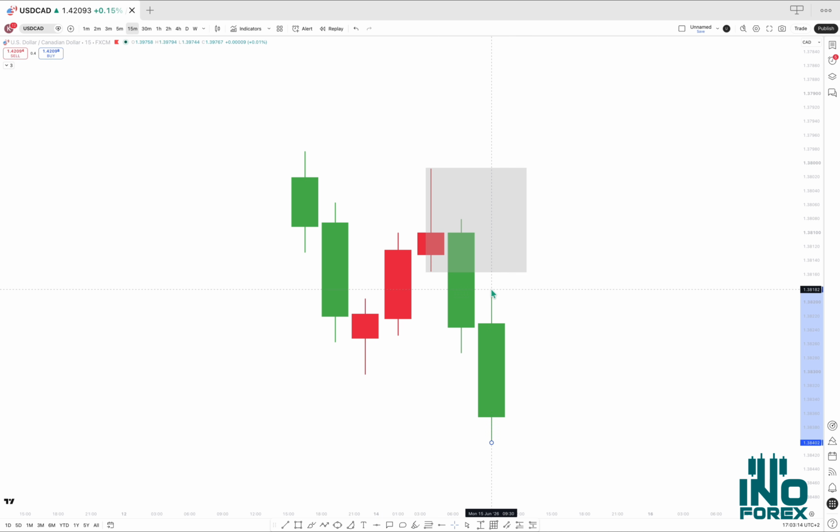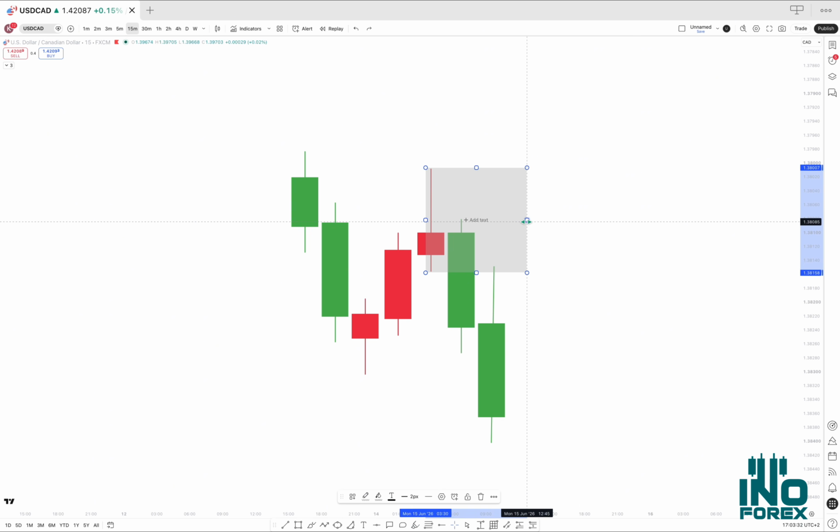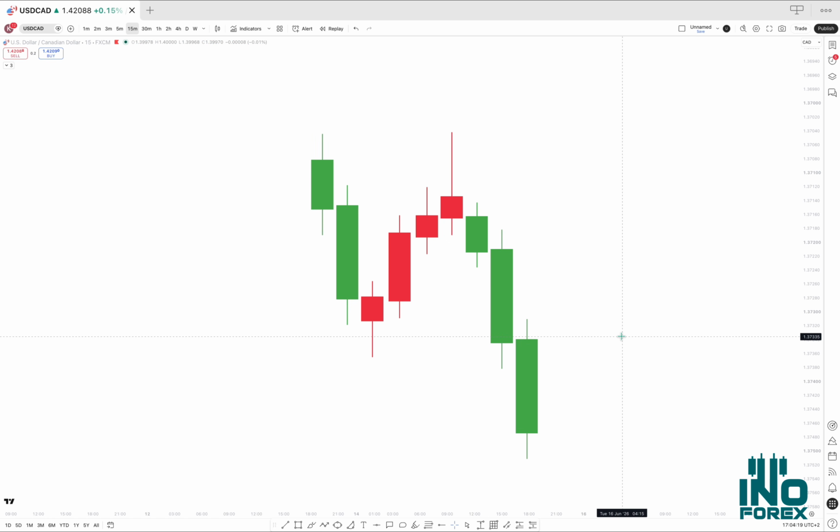So what if this candlestick mitigates this order block like this? As you see, this candlestick already fills our fair value gap. In this case, we don't have a fair value gap. So this order block is already used. When an order block is already used, we can't use it again. Here, this order block doesn't have a fair value gap. So let's go to the next chart.